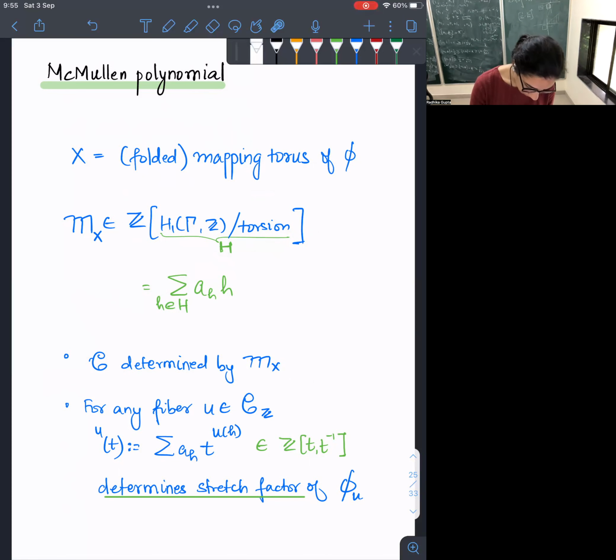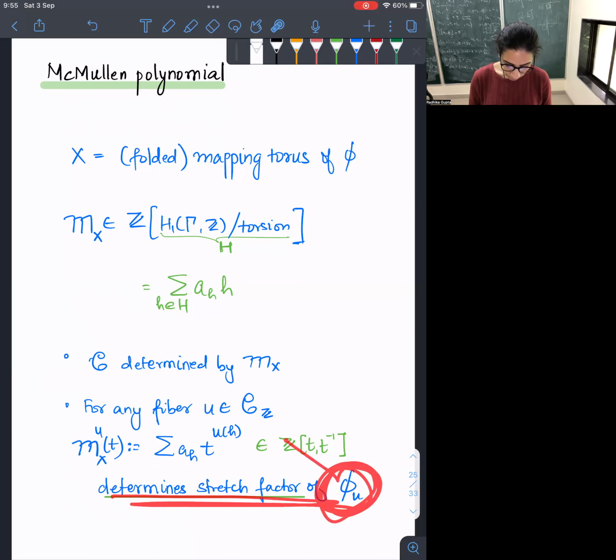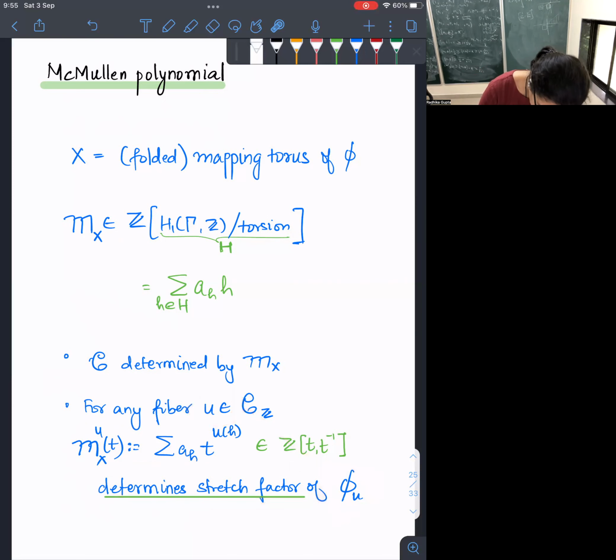And again, if I specialize this McMullen polynomial, then I get a Laurent polynomial and its top eigenvalue, top root, gives me the stretch factor of the corresponding endomorphism. And I should say this was also defined by Dowdall, Kapovich, Leininger. So we have the McMullen polynomial for free-by-cyclic groups, and the Alexander polynomial is always defined for any finitely presented group. So I also have the Alexander polynomial with the same property of determining homological stretch factors.